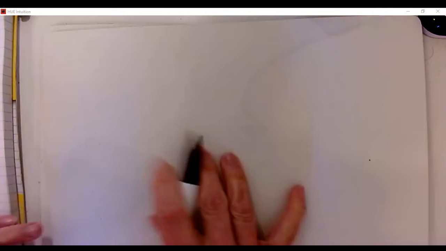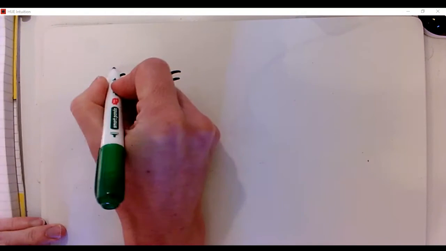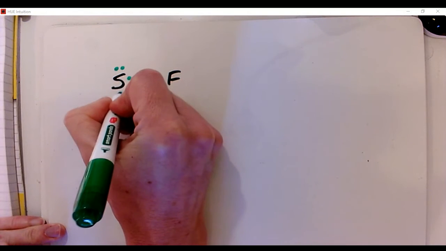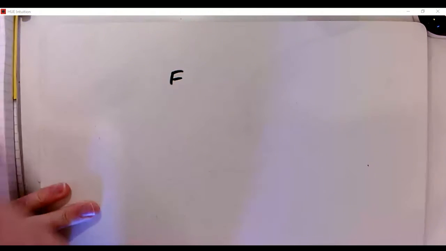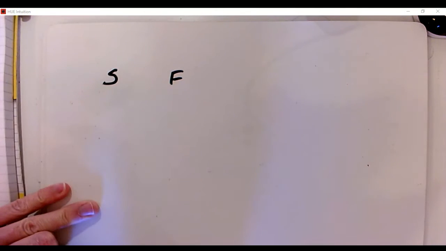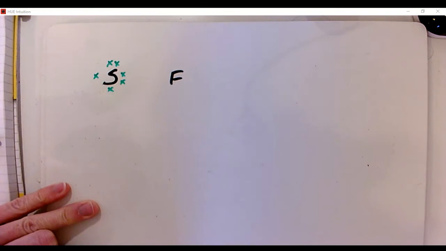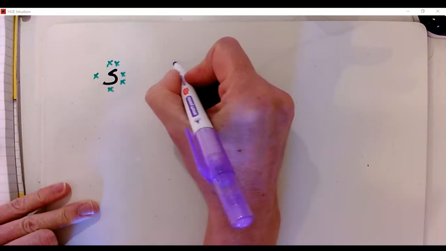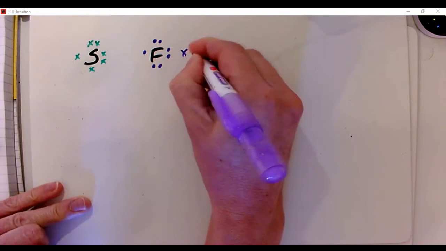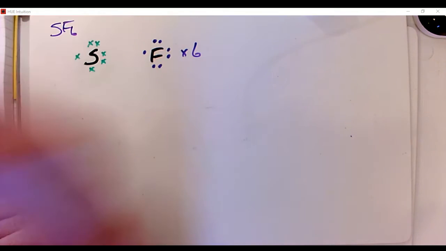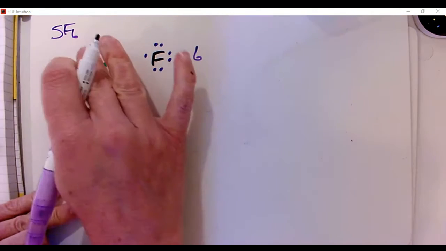SF6. Okay, so sulfur. Actually, easier to draw. And sulfur is group 6, 6 electrons in the outer shell. Fluorine group 7, 7 electrons in the outer shell. You've got 6 of these. And you're going to use all of these electrons, right?